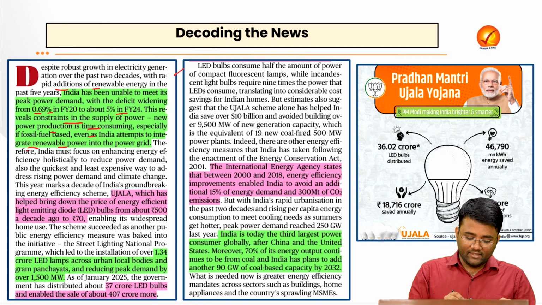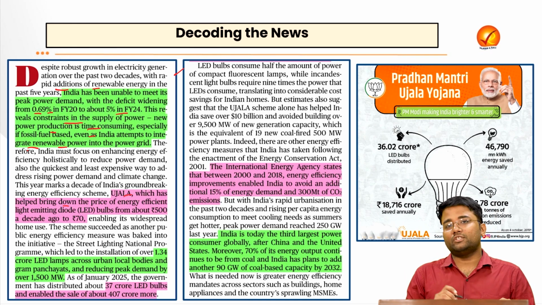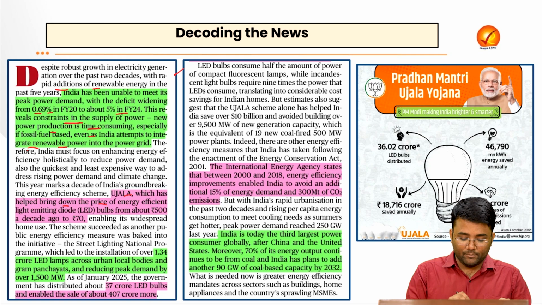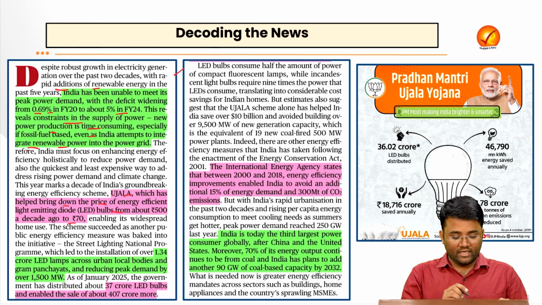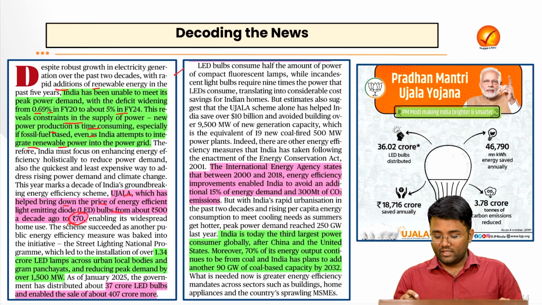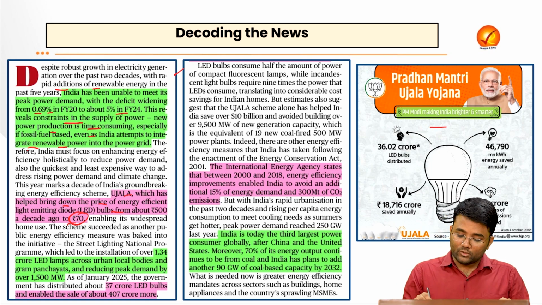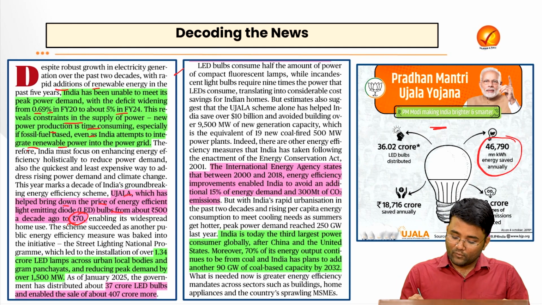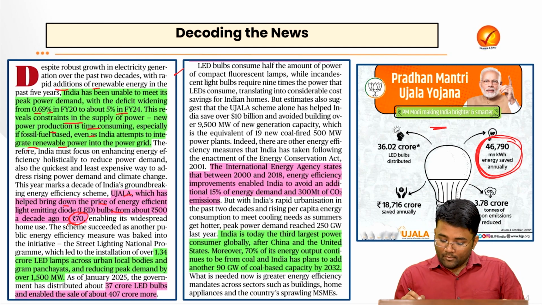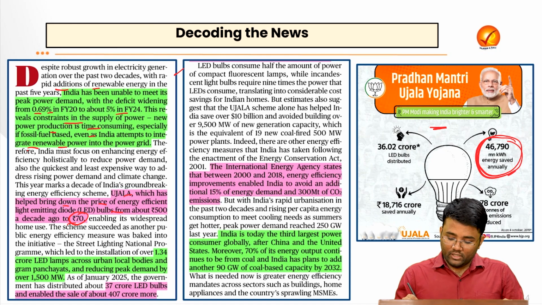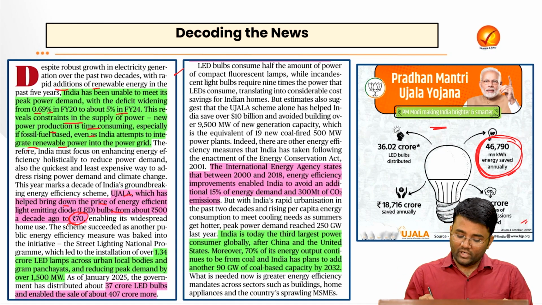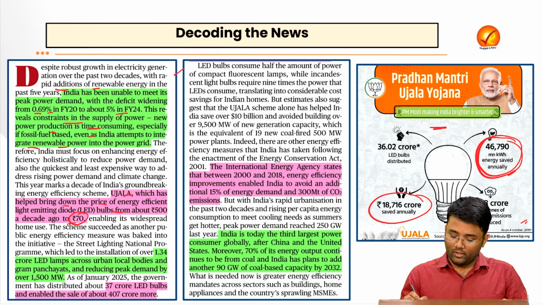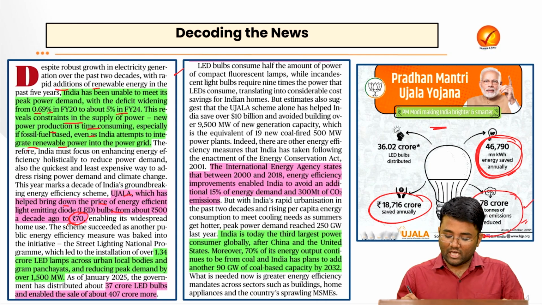Also, one such scheme like Ujala, which was launched by the Government of India, has actually helped in reducing the price of energy efficient light emitting diode bulbs from 500 rupees a decade ago to rupees 70 only, and because of this Ujala scheme, people have shifted to LED bulbs. It has helped in saving almost 46,000 million kilowatt hours of energy annually till 4 October 2019. Also 18,716 crore was saved annually, and 3.78 crore tons of carbon emissions were reduced.